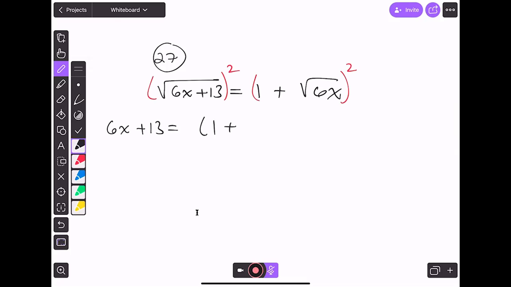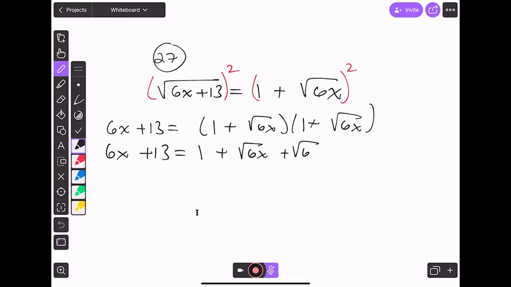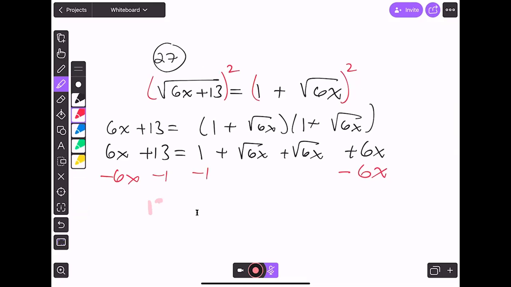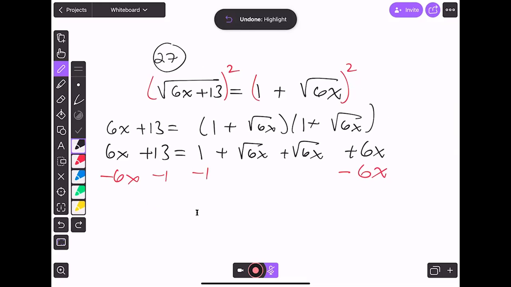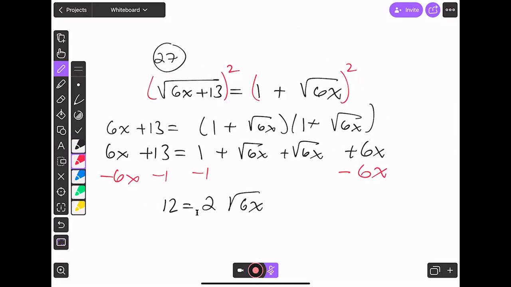On the right side is a nightmare for a lot of students. 6x plus 13. 1 times 1 is 1. Let's see, root 6x plus 6x. Well, I'm going to keep going forward. I'm going to isolate the radical again. And what do you get? You get 12. Whoops, sorry about that. You get 12 equals 2 root 6x. Well, I'm going to divide both sides by 2. And what do you get?